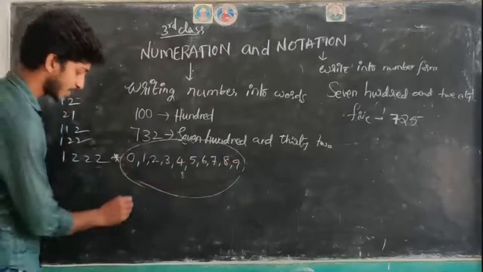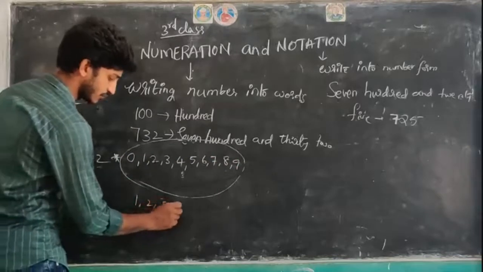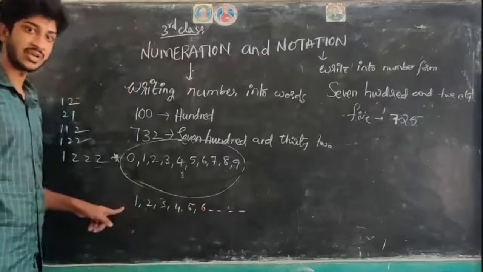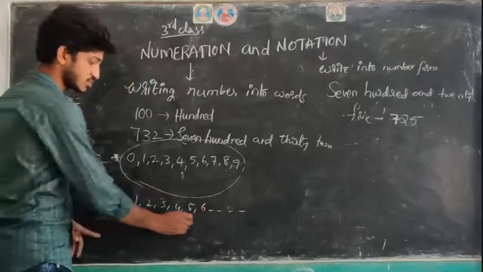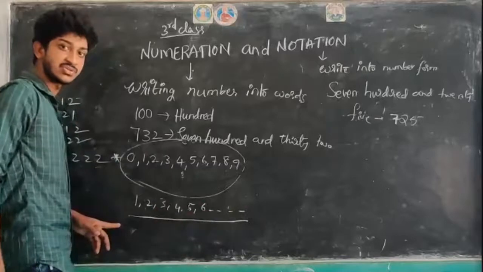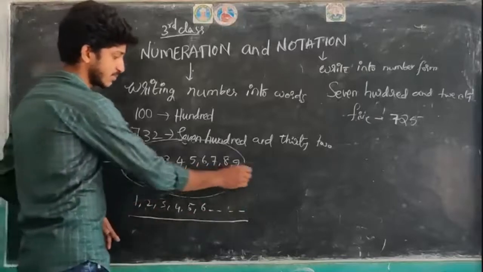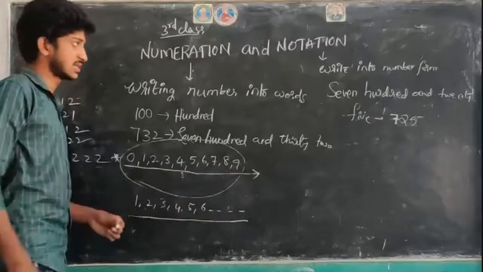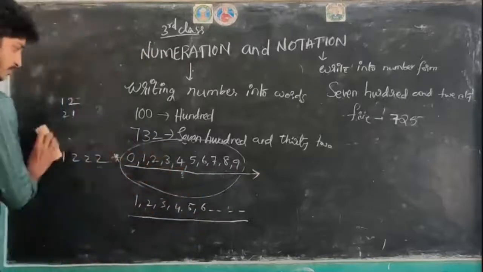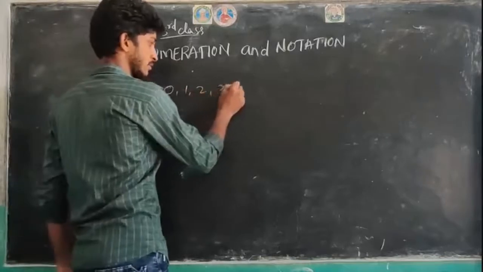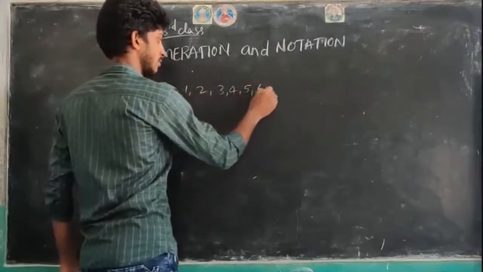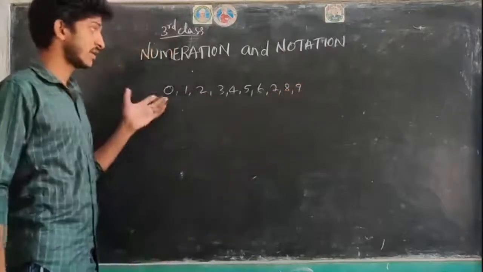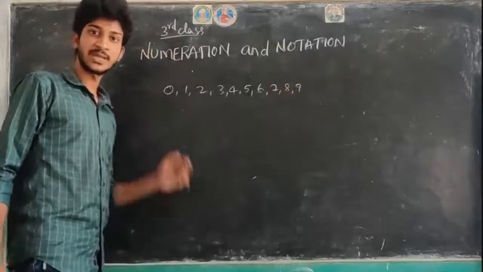Okay, children, and the numbers 1, 2, 3, 4, 5, 6 and so on are counting numbers. We are using these numbers to count. By using these numbers we can write any number. Okay, children, let's start the exercise. By using these digits we can form any number.